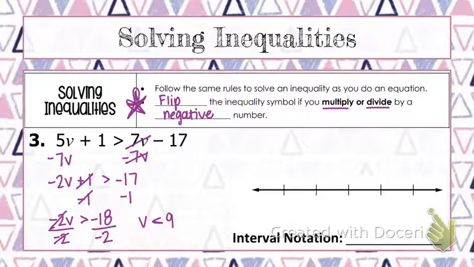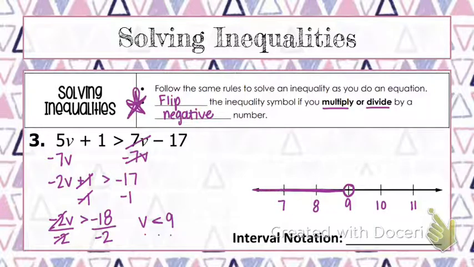But now we have to actually graph that inequality. So remember, we start with a 9 in the middle, go up from there, and then down from there. And then we're going to look at what type of symbol we have. It is not greater than or equal to. So we use an open circle. And v is less than 9. So that is the numbers that are smaller than 9. So it's going to go this direction.